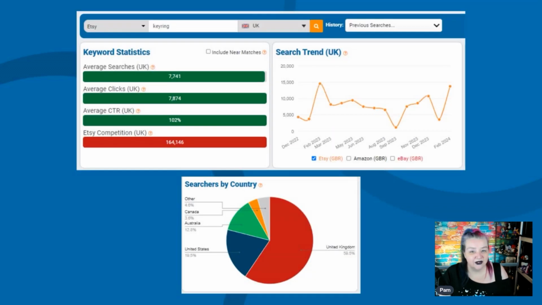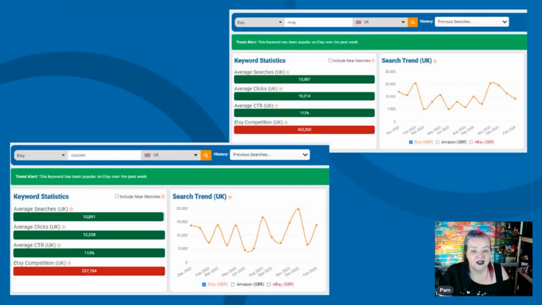Keyring. Keyring is a surprising search term, very popular in the UK with 59.5% of the shopper searches, compared to only 19.5% in the US. How interesting. Don't the rest of the world enjoy quirky keychains? They do make useful gifts. And with a peak last year being February, and this year, it's possible they're great Mother's Day gifts or Valentine's Day gifts.